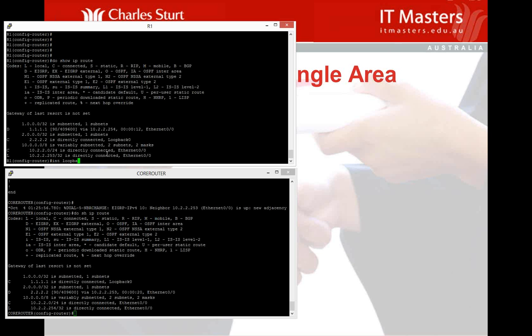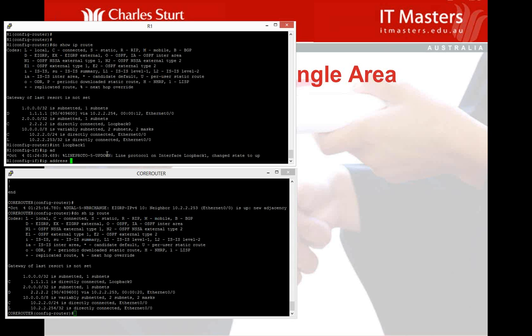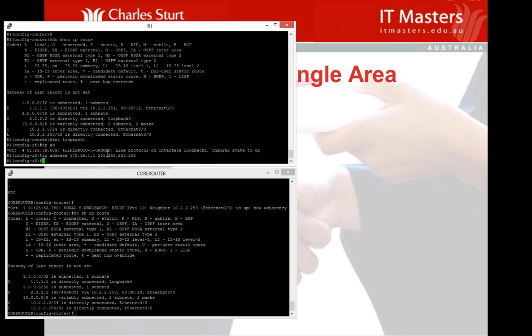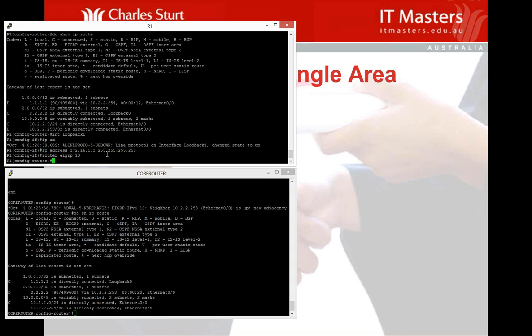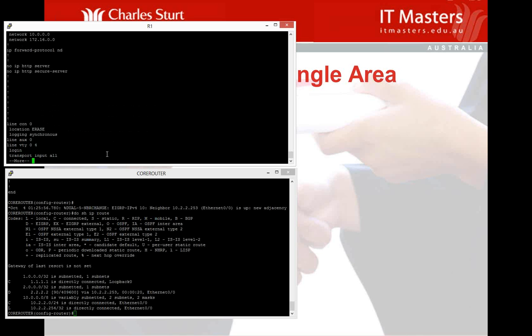We go into interface loopback 1 and we go ip address 172.16.1.1. Okay, we put that in there. And then we go into router EIGRP 10 and we go network 172.16.1.0. Now see how it's put in, even though I said 172.16.1.1, it's actually put in network 172.16.0.0.